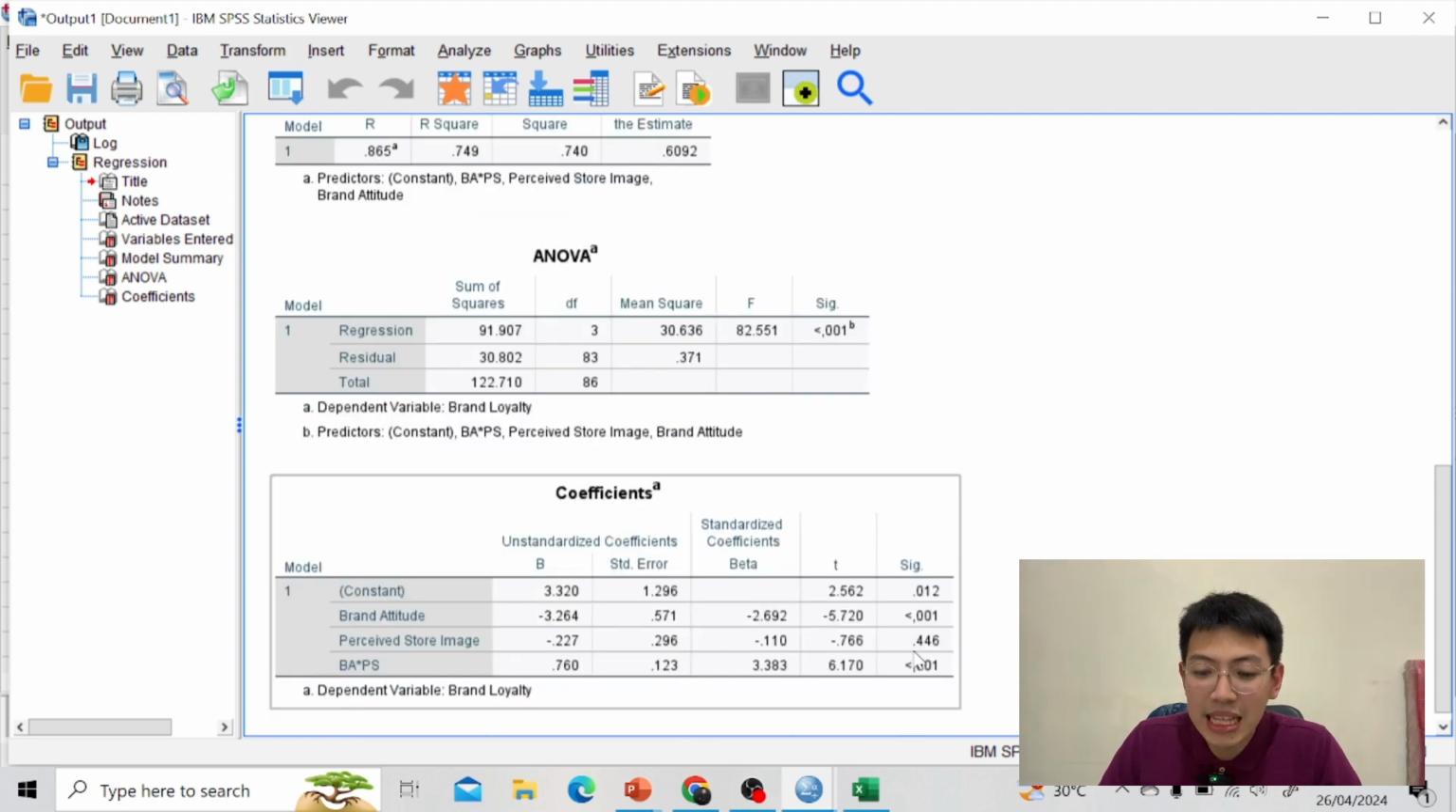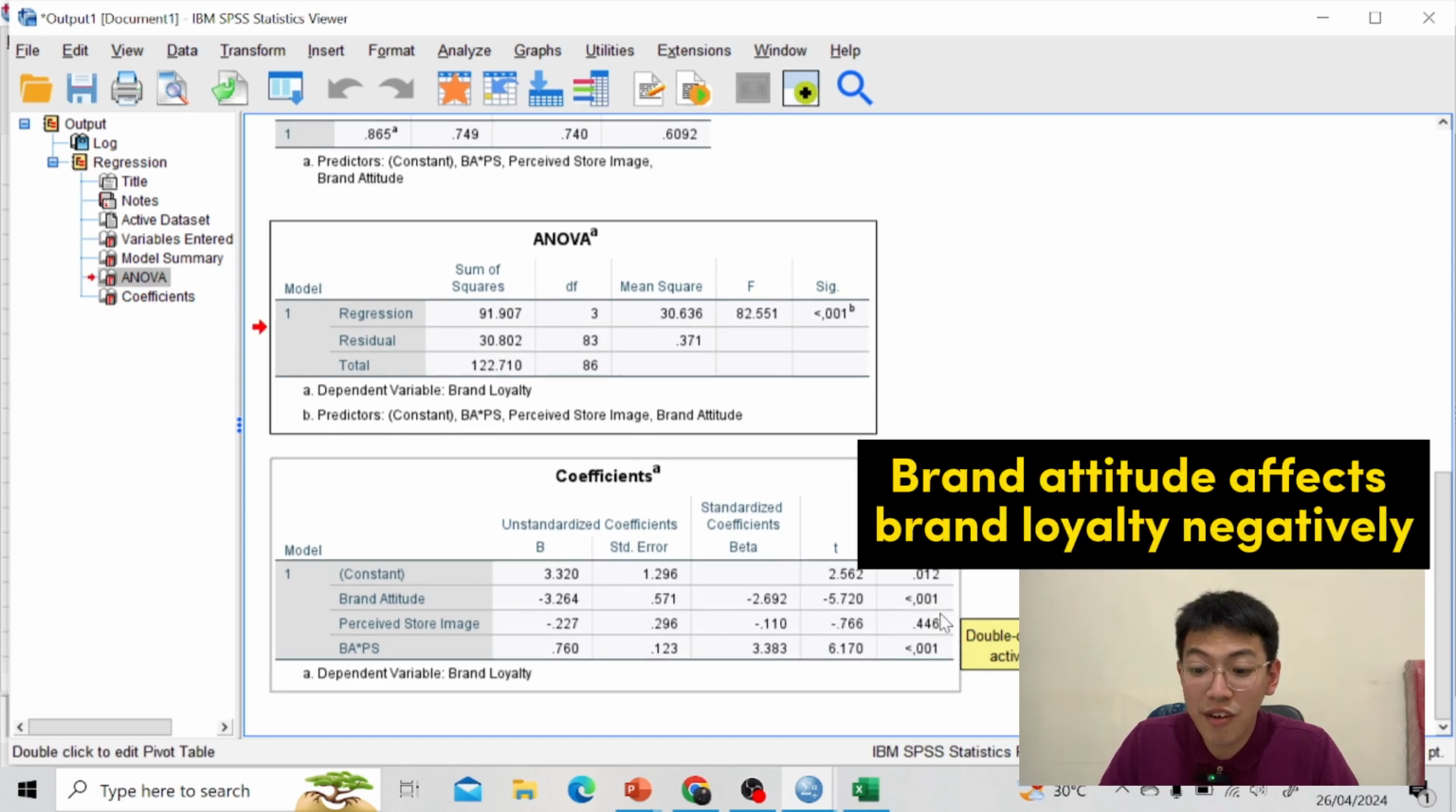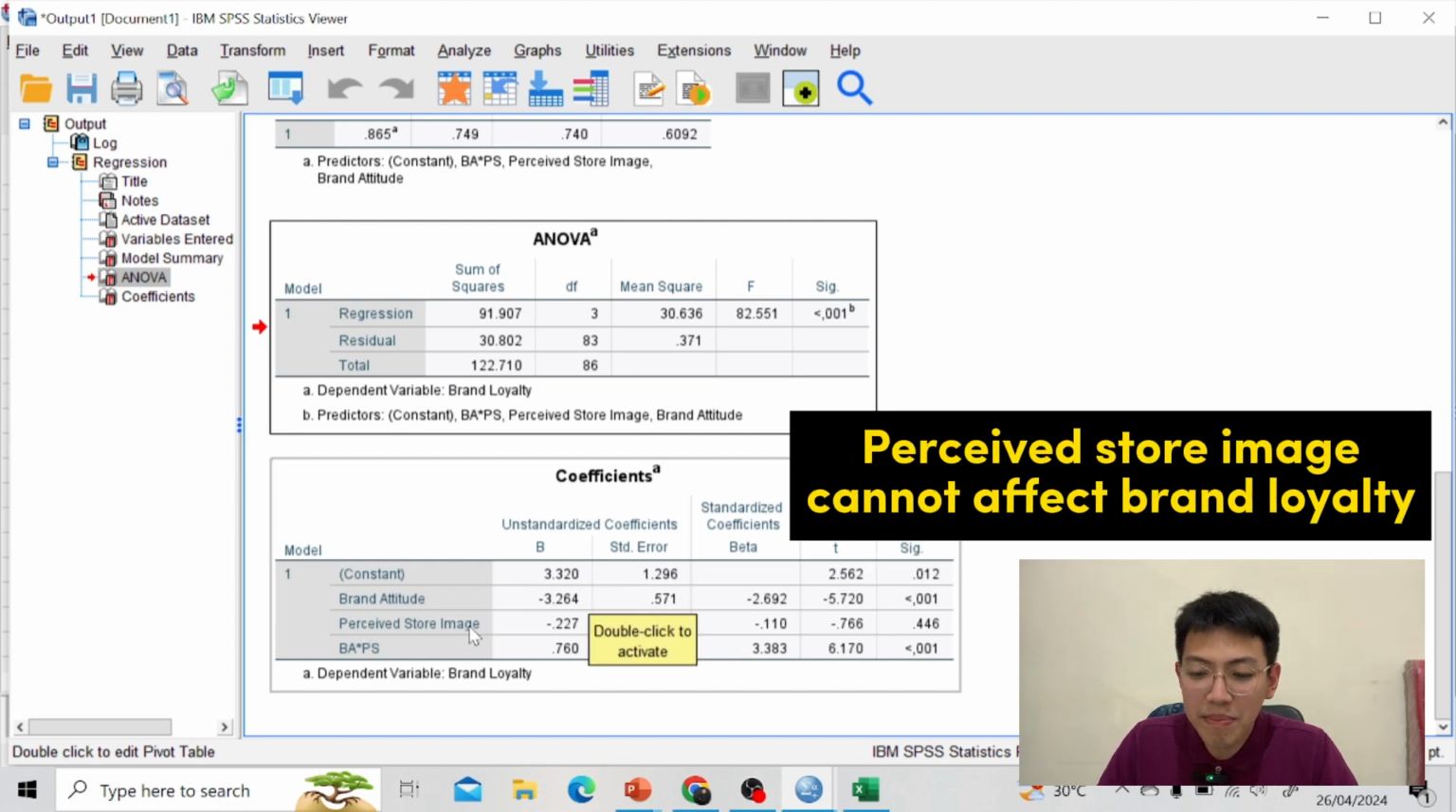Now let's see the coefficient here. This coefficient table, as you know, it is used to find the partial effect. If you see here, the brand attitude can affect brand loyalty, okay? Because the sig here or the p-value is less than 0.05, but the effect is negative. Perceived store image, on the other hand, cannot affect brand loyalty because the p-value here is more than 0.05.